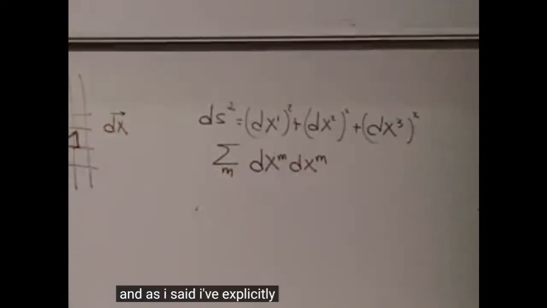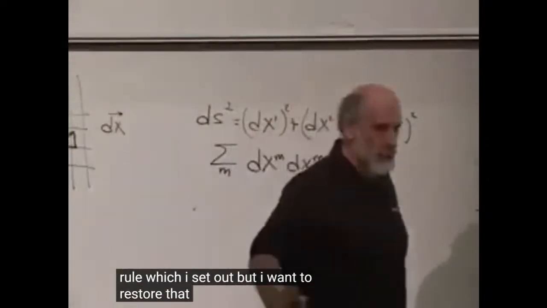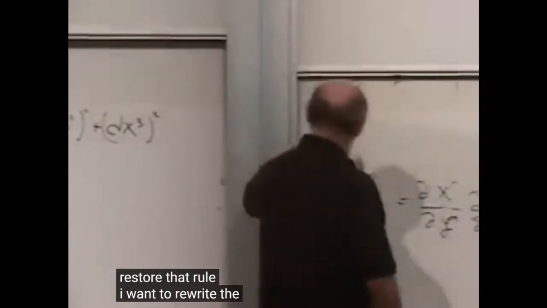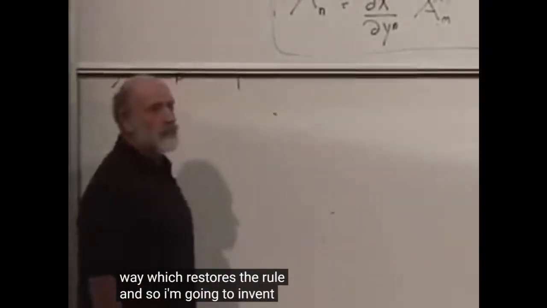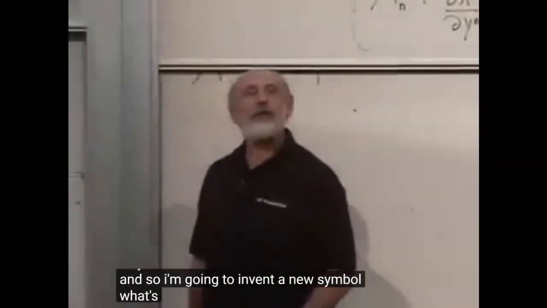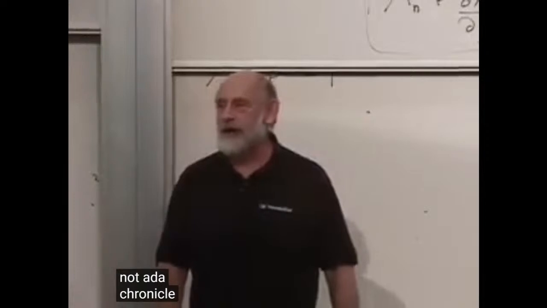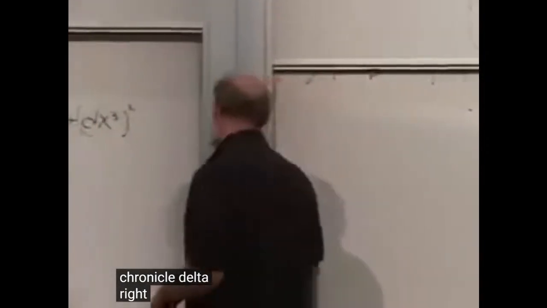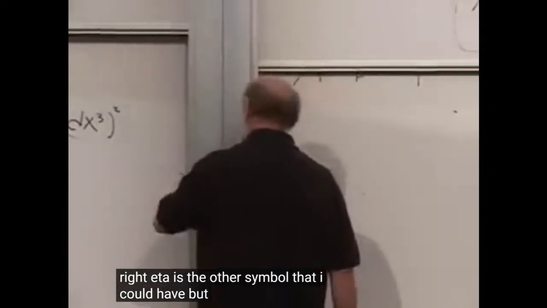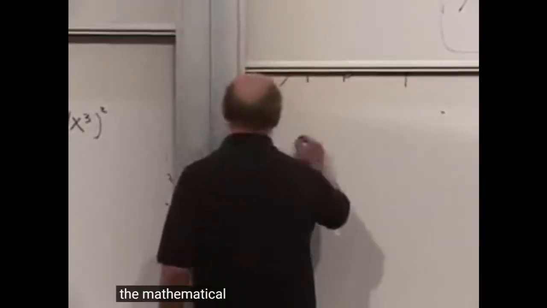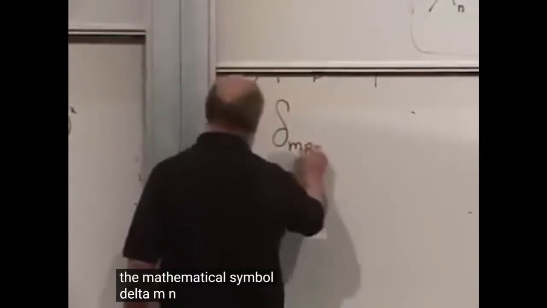And as I said, I've explicitly violated a rule which I set out, but I want to restore that rule. I want to rewrite the same equation in a way which restores the rule. And so I'm going to invent a new symbol. What's the new symbol? Anybody know what it is? Not eta. Lambda. Kronecker delta. Right. Eta is the other symbol. No, we're not using eta. The mathematical symbol delta mn.